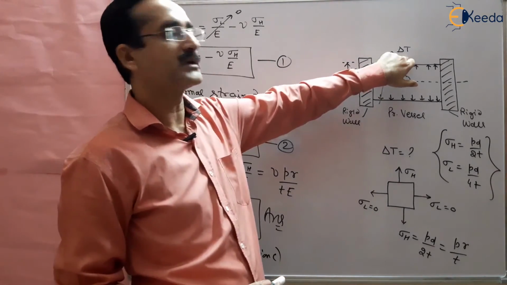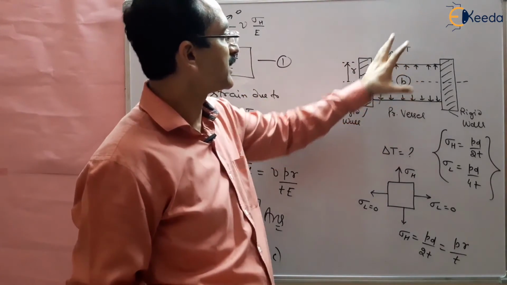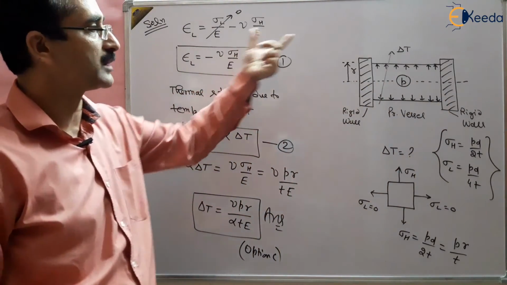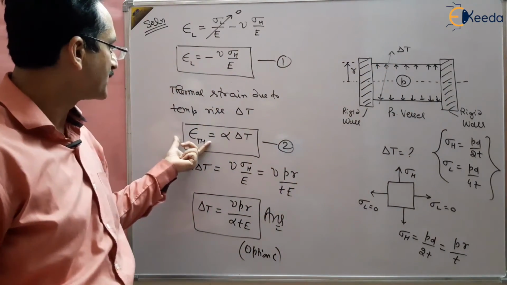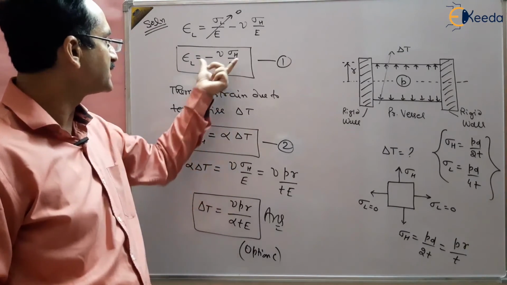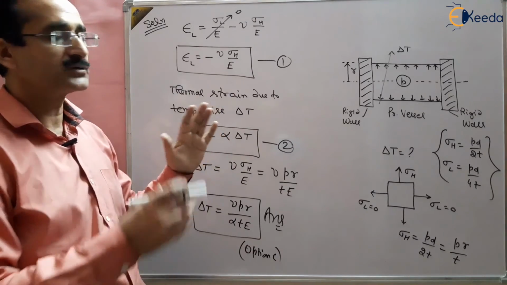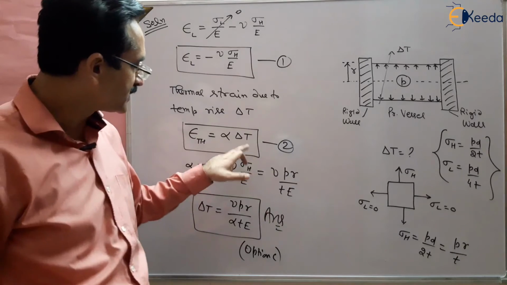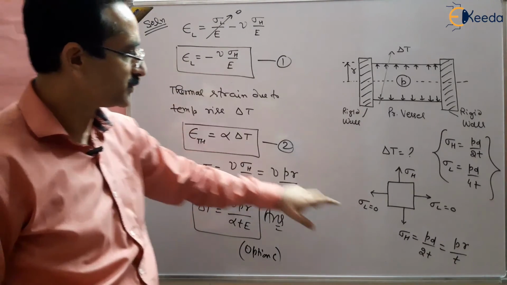We have to find out what temperature rise should be there. So there is temperature rise so that this gap is filled, this strain is filled by this temperature rise. So due to that temperature, thermal strain is given by alpha delta T, and this strain should be equal so that there is no gas leakage. So this is given by this equation, where this hoop stress is PD by 2T.